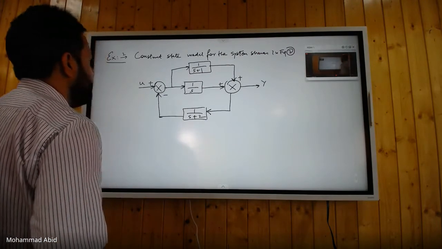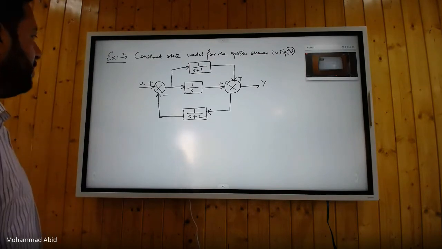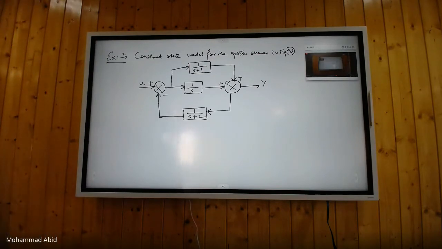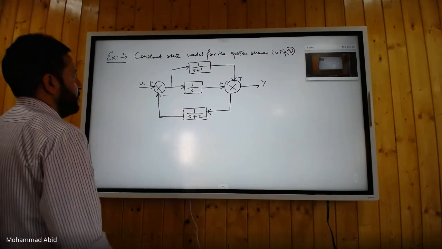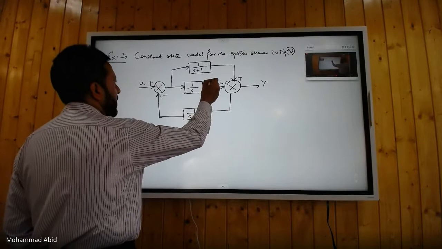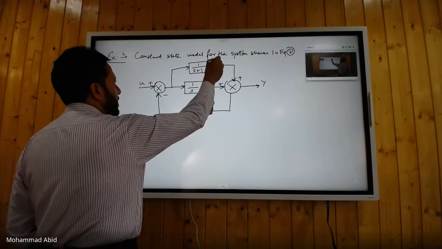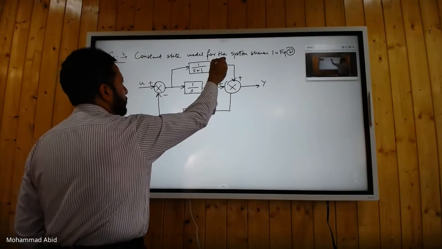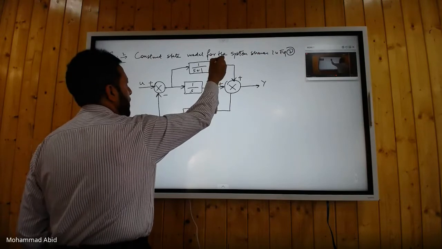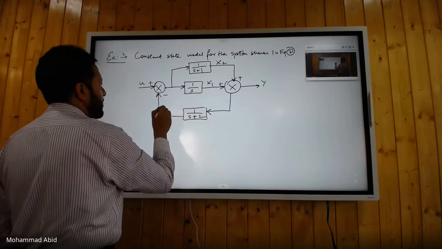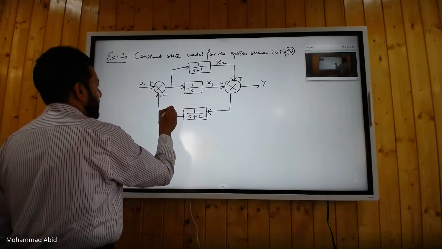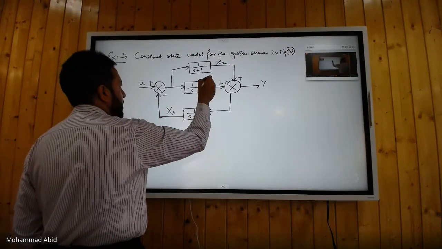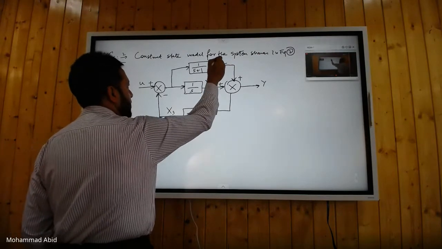In this, tell me how many state variables there will be, using the same logic and the same formula: the outputs of the integrator blocks are to be taken as the state variables. So this is one block, I'll call this x1. This is another block, I'll call this x2. And this is another block, I'll call this X3, in uppercase because these are the Laplace variables.